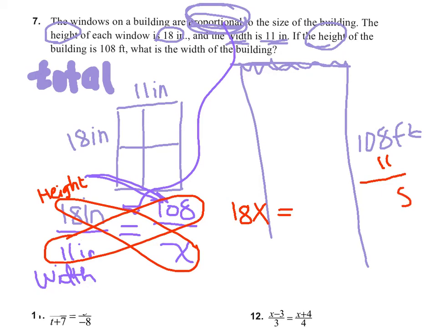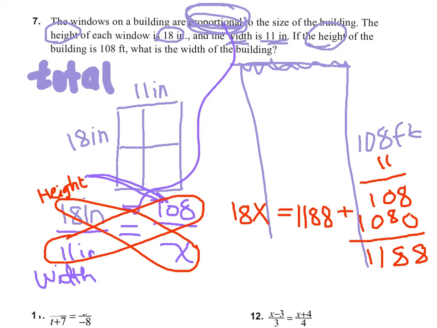1 times 8 is 8. 1 times 0 is 0. 1 times 1 is 1. Put my placeholder. 1 times 8 is 8. 1 times 0 is 0. 1 times 1 is 1. Now I'm going to add. So I have 8, 8, 1, 1. So it's equal to 1,188. Now to get the x by itself, I have to divide by 18.